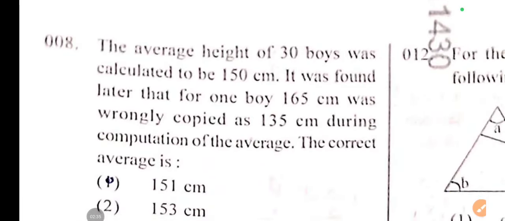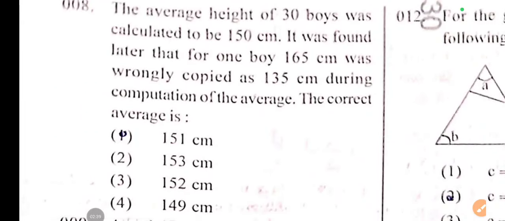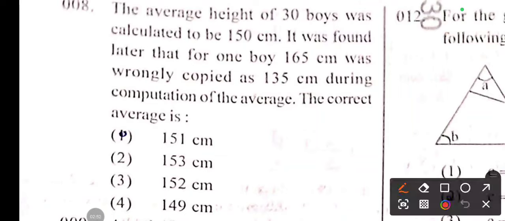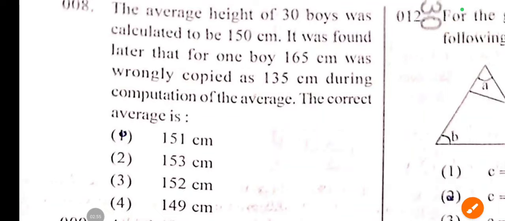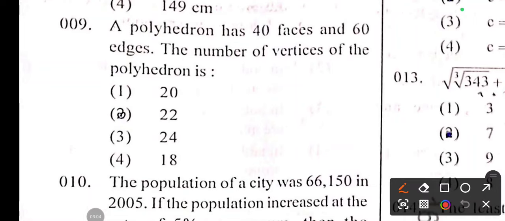Question number 8. The average height of 30 boys was calculated to be 150 centimeter. It was found later that for one boy 165 centimeter was wrongly copied as 135 centimeter during computation of the average. The correct answer is option 1, 151 centimeter. Question number 9. A polyhedron has 40 faces and 60 edges. The number of vertices of the polyhedron is option 2, 22.